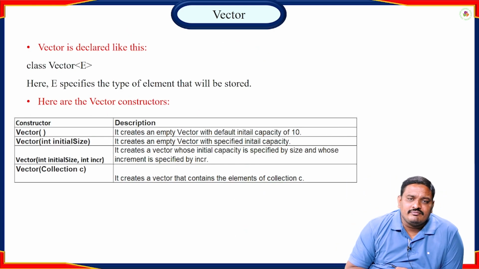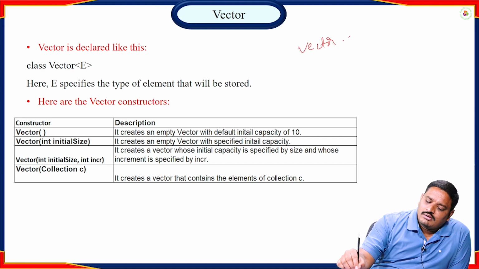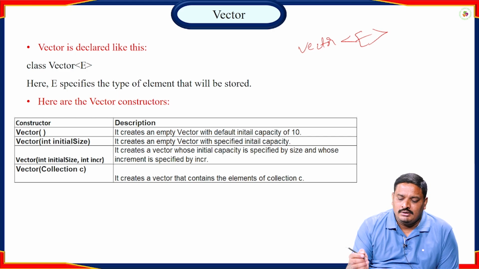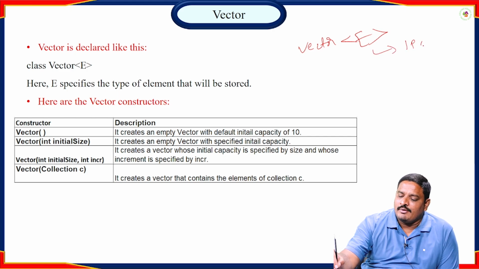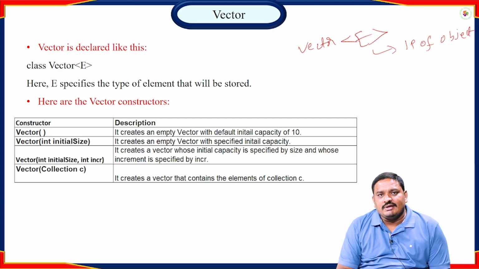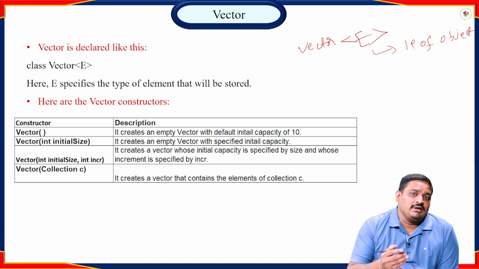What is the syntax of the Vector class? class Vector<E>. You already know what E is: E is a specified type of object. The Vector class has different types of constructors: constructors with a single parameter, with 0 parameters, and with 2 parameters.